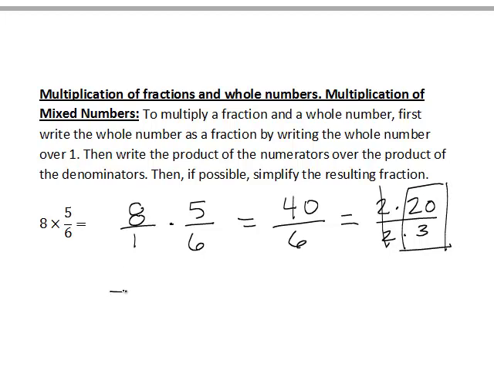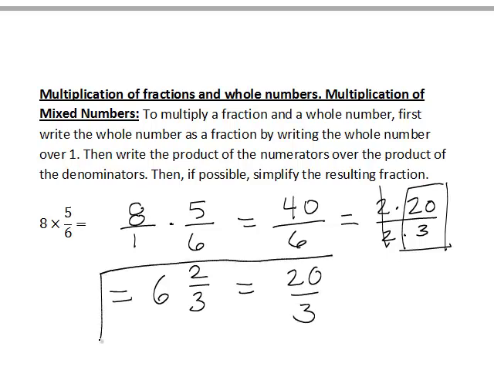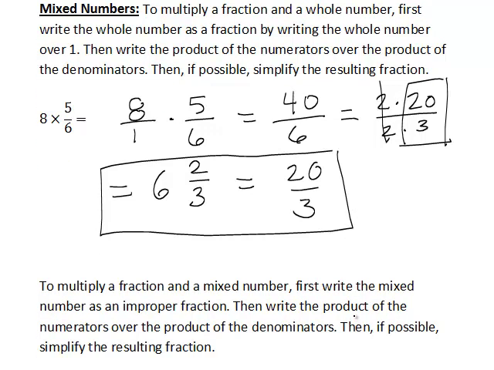If we chose to, we could leave this as a mixed number. 3 goes into 20 6 times with a remainder of 2, and we put that back over the denominator, thirds. So 6 2/3 is the mixed number that is the same as 20/3, and either of those are the solution to this problem. If they ask you to leave it as a mixed number, then we would leave it as 6 2/3. If they ask you to leave it as an improper fraction, then 20/3 is the solution. But either one is the same amount.